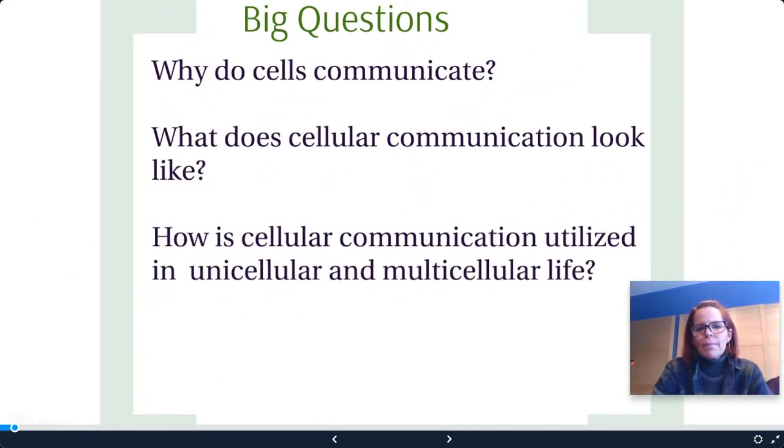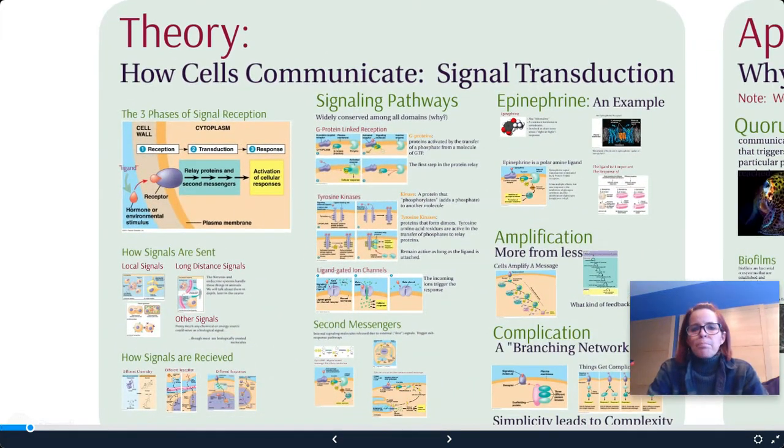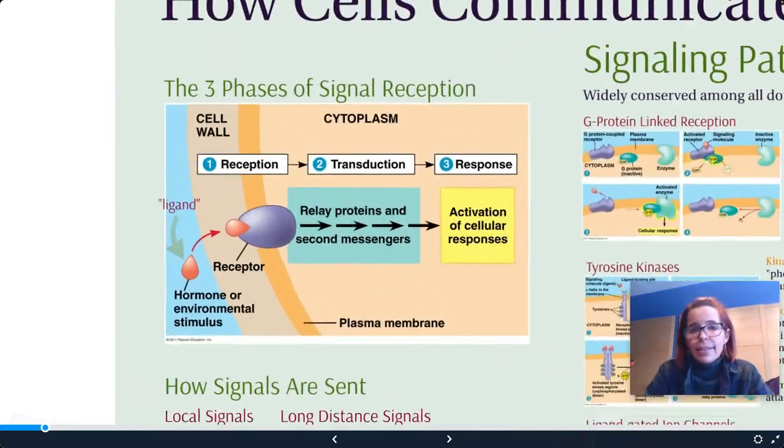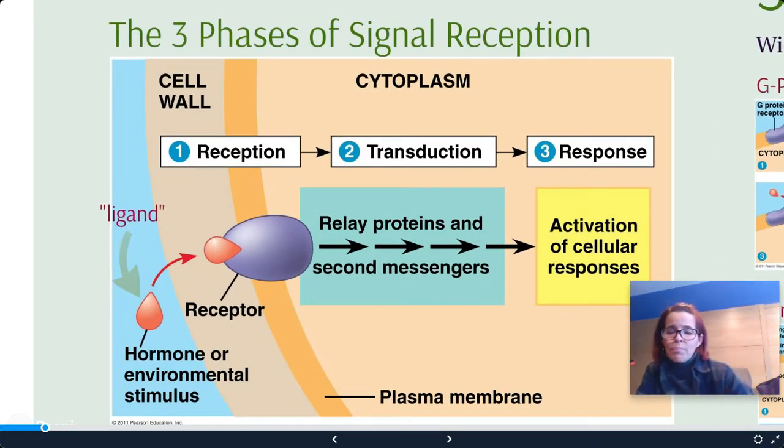So what we're looking at is how cells communicate and what that looks like. Let me go through it. I'll get you into the heart of it, and then I'll give you the details. How cells communicate is called signal transduction. There are three phases, and if all you ever remember from this unit is this picture right here, you probably have learned enough for your AP Bio exam. Of course, I'm probably going to test you on a little bit more detail than that, but not a lot.